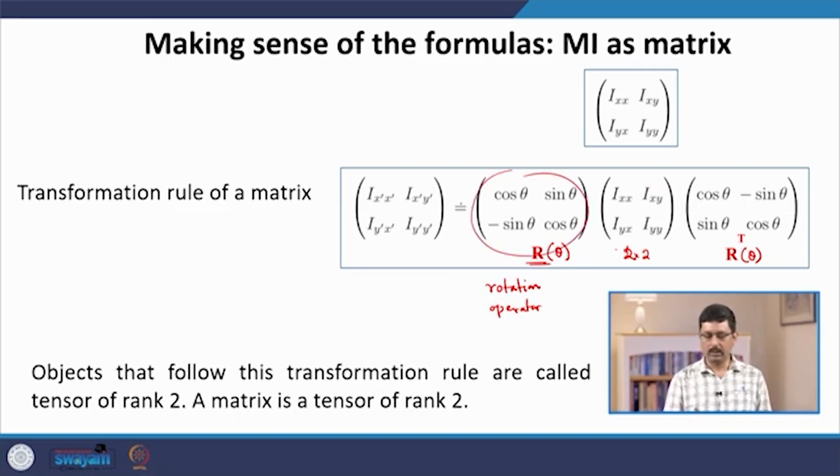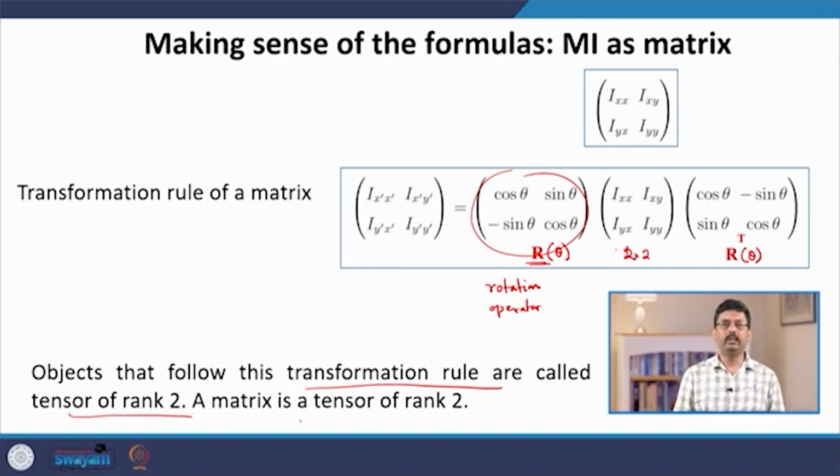So, the transformation rule is to multiply from the left hand side by R and multiply from the right hand side by the transpose of R. Mathematical quantities in general that follow this particular transformation rule are called tensors of rank 2.